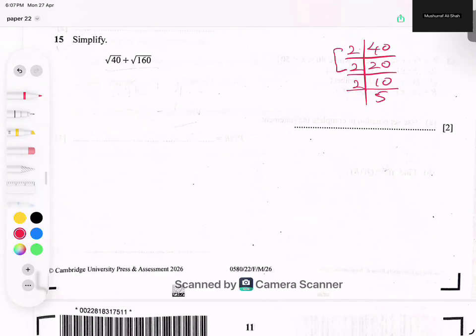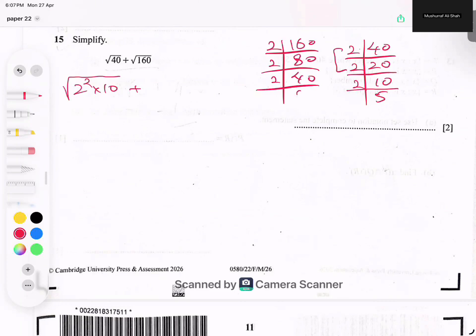Why? We got a pair, and there's a 2 that will go here. I can say 2 squared into 10. This 10 comes from here because they're separate. Okay, clear. So I can say it like this. What about 160? So 160, 80 times, 40 times, 20 times, again 10 times. Again, I stop because 10 is of no use.